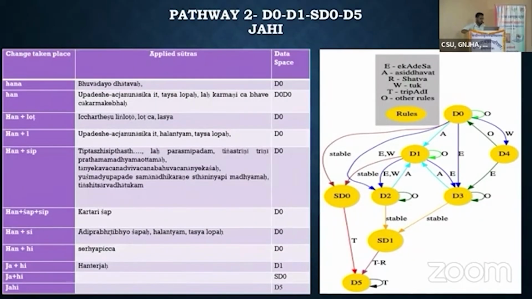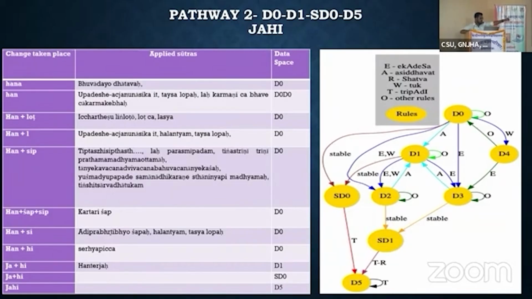Now the second pathway, which includes the ideology of Adesha Lakshana Pratishedha as per Katyayana. So we have the Rupa Jahi. Hanadhatuhu, all that Bhuvadeyo Dhatavaha, Upadeshe Jananasika Ittasya Lopa, all these sutras will be applicable in the D0 state until Kartarishap, Adi Prabhritibhyo Shapaha, and Seriha Picha. So until Seriha Picha is applicable, all the operations will take place in D0 state itself.